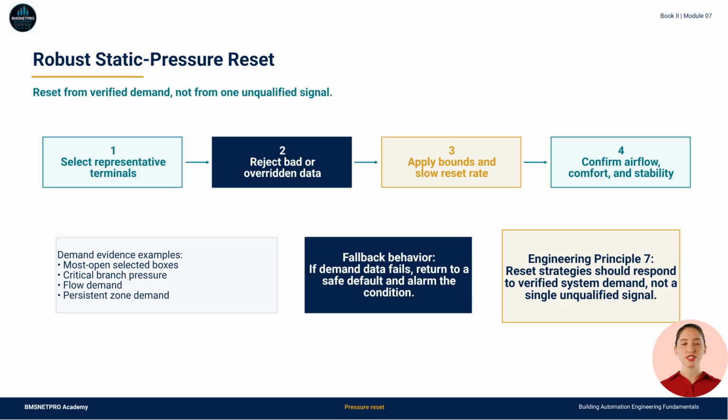A robust static pressure reset does not follow one unqualified signal. It starts with a selected group of representative terminals. It rejects failed, overridden, or unreliable boxes. It uses minimum and maximum pressure limits, slow reset rates, and persistence so the fan does not chase short-term noise. The sequence should also include fallback behavior. If the demand data becomes unreliable, the system should return to a safe default and generate an alarm.